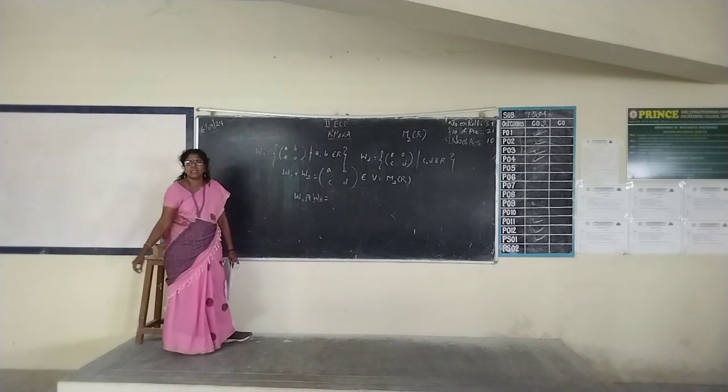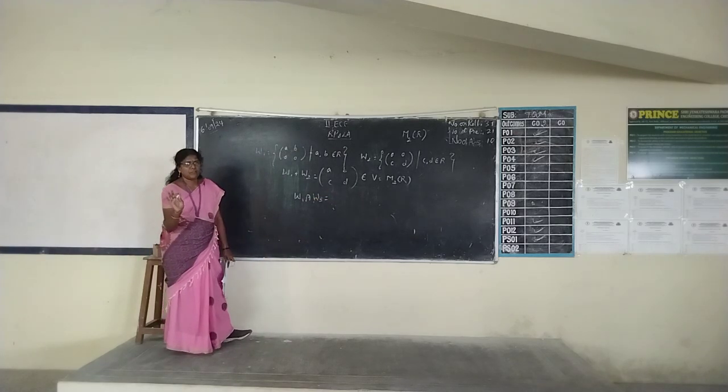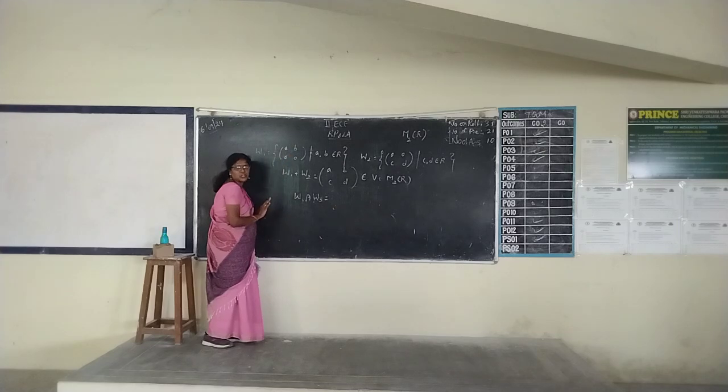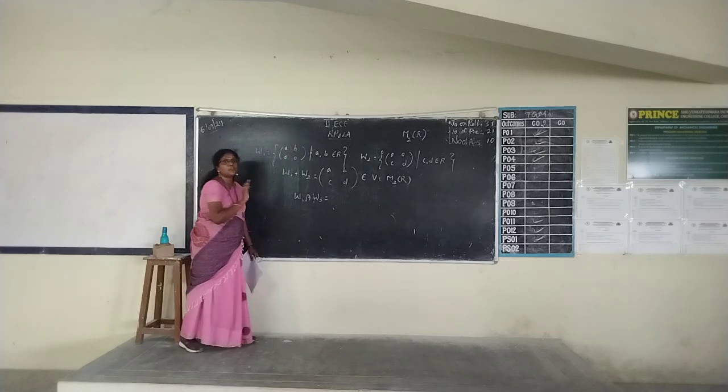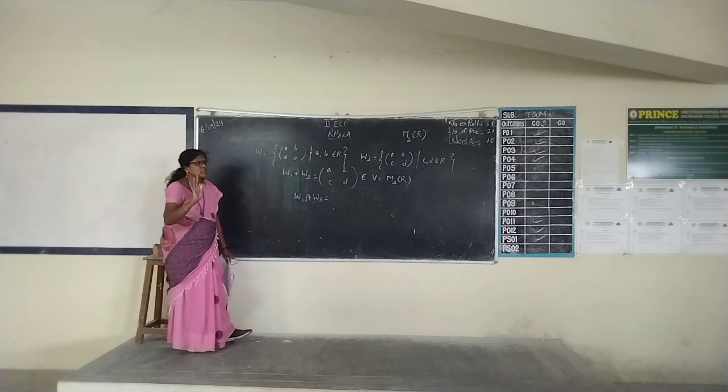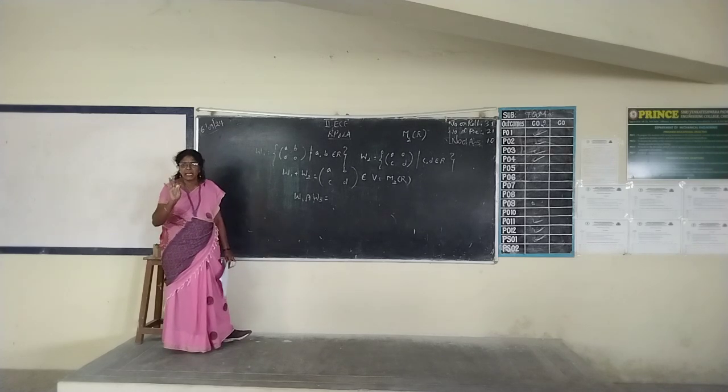Intersection, what is the meaning? Common. Okay. What is the nature of W1 elements? A, B, 0, 0. The first row has the elements and the second row should be 0. What is the nature of W2? The first row should be 0 and the second row should have the elements. This is the nature of all the elements. It will be like that.